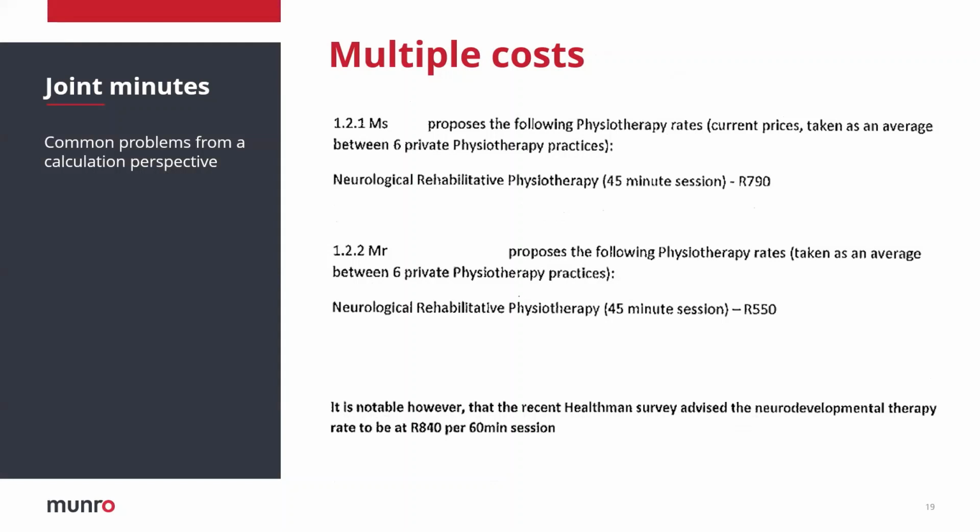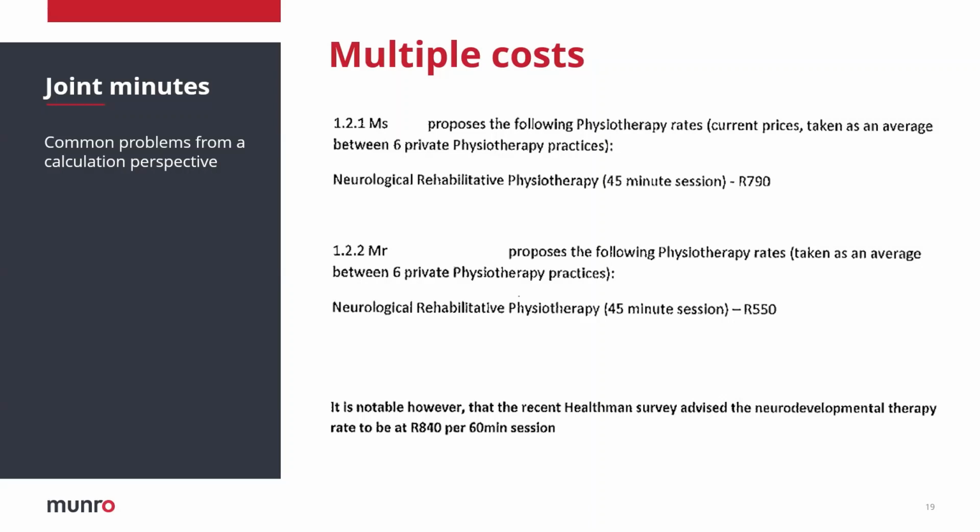So if you look at these costs, they speak about psychotherapy. This is the same cost, but they're actually giving multiple costs for that same thing. The description is the same. This one says 790, this one says 550. They go further and say 840. So what this does is it ends up making us calculate multiple costs for the same thing, and there will be duplications. Which also shows the importance of joint minutes.